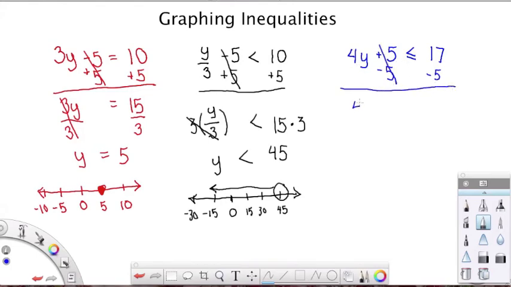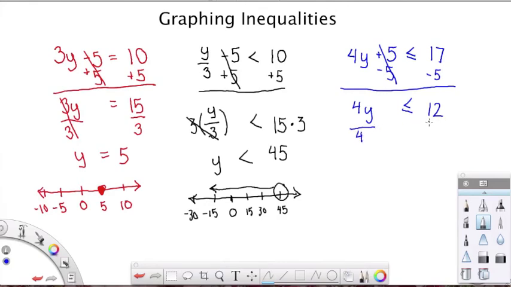I'm left with a 4y on the left-hand side. I bring down my comparison sign, less than or equal. 17 minus 5 is 12. Okay? We're not done isolating yet. There's still more work to be done because what's happening to the variable? It's being multiplied by 4. What's the inverse operation of times 4? How do we undo or reverse times 4? We divide it by 4.